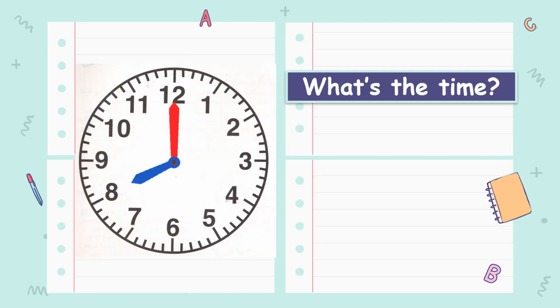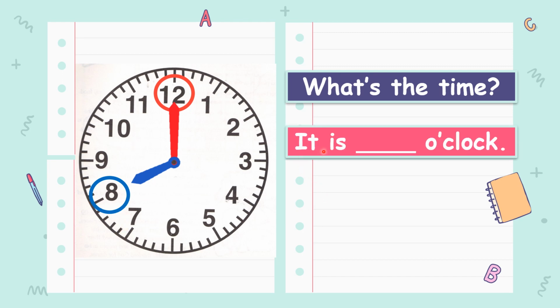Now let's try. What time is it? Again, when we look at the minute hand, it is at 12. So we know we need to use the word o'clock. Okay, what about this? The hour hand is at 8. So what could it be? It is 8 o'clock. Very good.